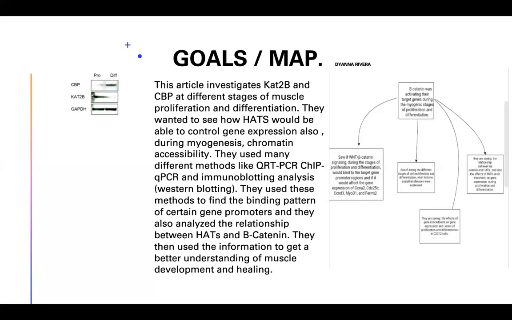They then saw which histone acetyltransferases were expressed during the different stages of cell proliferation and differentiation. After, they looked at the relationship between beta-catenin and HATs, and also the effects of IWR-1 endo treatment on gene expression during proliferation and differentiation. They then finally saw the effects of gene knockdowns on gene expression and the different levels of proliferation and differentiation in C2C12 cells. What they came up with was that CAT2B and CBP play a role in regulating Wnt beta-catenin in muscle development.